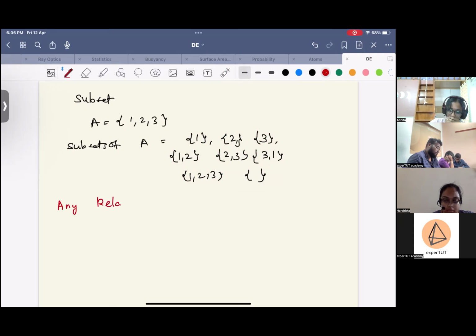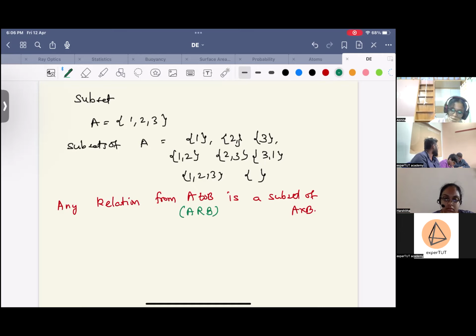What is a relation? Any relation from A to B is a subset of A cross B. Write this: any relation from A to B. And in symbols it is also written like A R B. So A R B means relation from A to B.